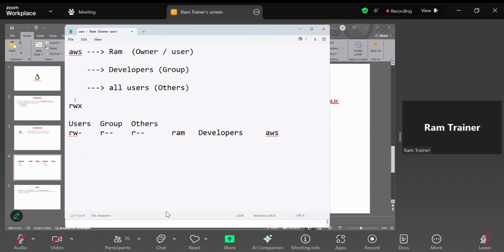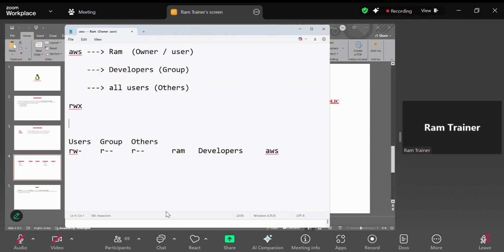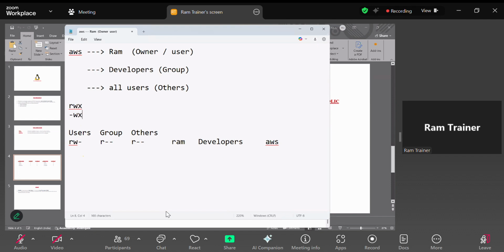Read, write, execute only, in that order. Don't write first and execute later; the order is fixed: first read, second write, third execute. For example, if there is no read permission, a hyphen is there, then write and execute, so no read permission, only write and execute.